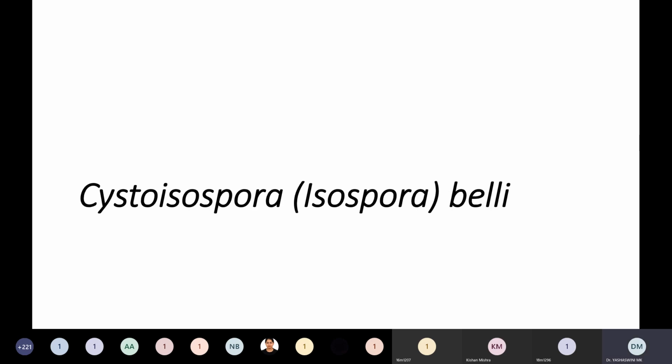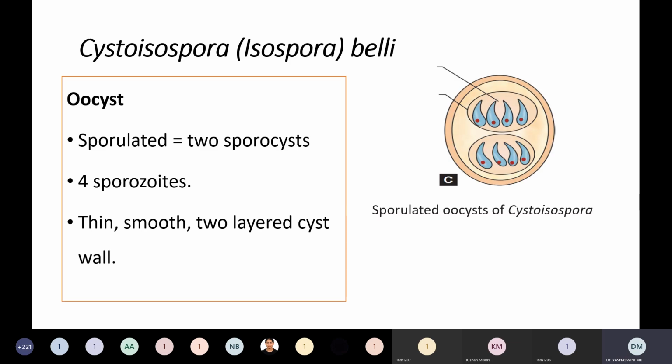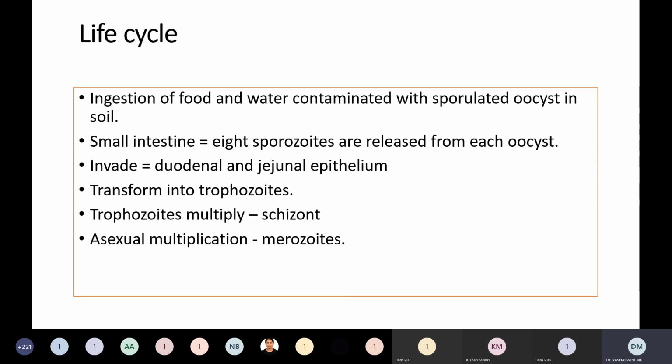So the next parasite which I have to talk about is Isospora belli. So it's the same thing as your Toxoplasma, where there is an oocyst which has sporocysts with 4 sporozoites, and the cyst wall is usually thin and smooth, double layered.